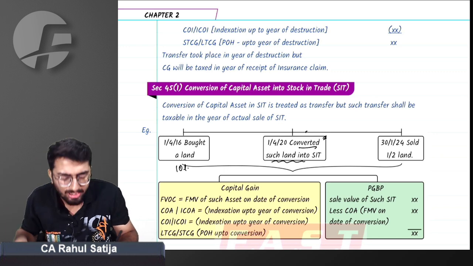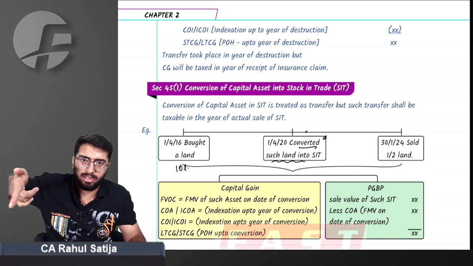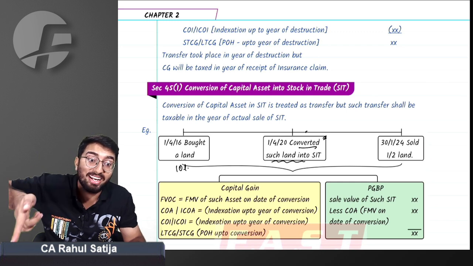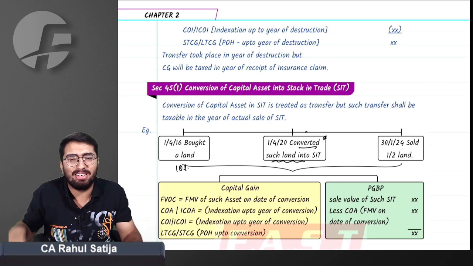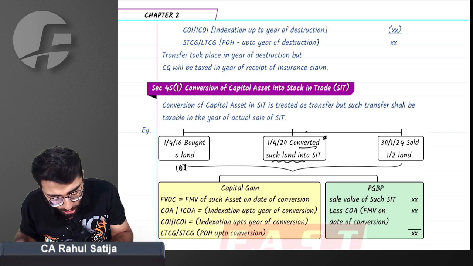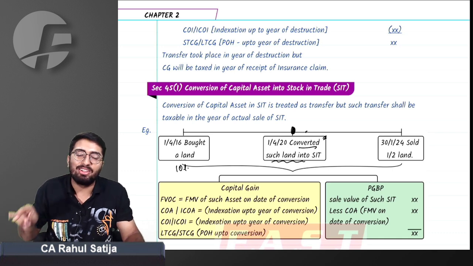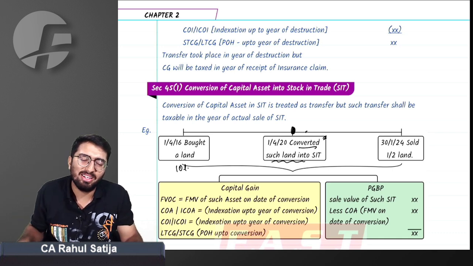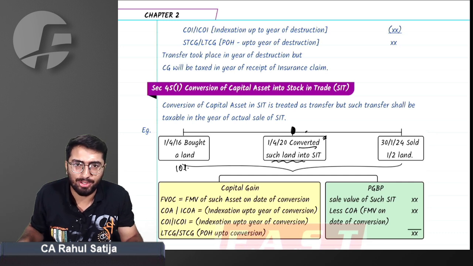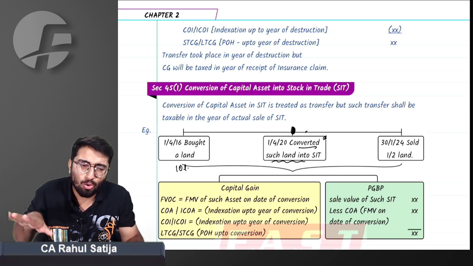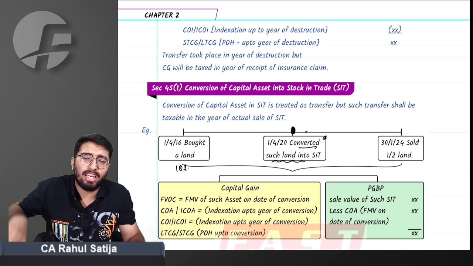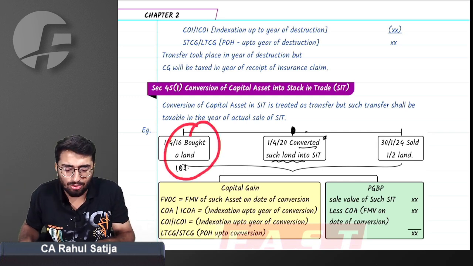This is the date on which the capital asset got converted into stock in trade, and this is the date on which capital gain is leviable in my hands. So capital gain has to be computed in this year, on this date. But there is an issue here. Is it okay to tax me on such capital gain just with an intention to change the nature from capital asset to stock in trade?